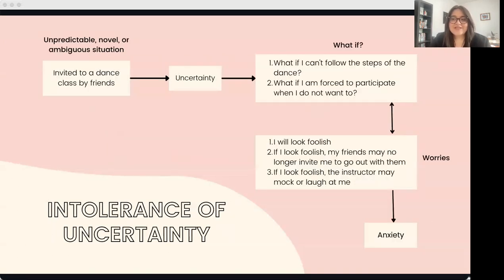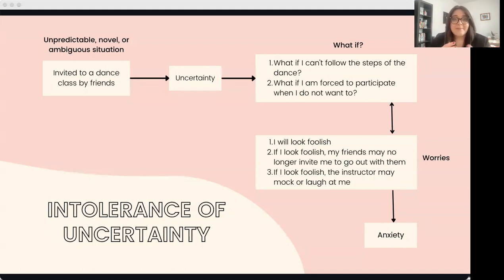So for example, let's say that you get invited to a dance class by friends and you've never been to a dance class with friends before. So this is a novel situation with an uncertain outcome. You may start finding yourself thinking some what if statements like, what if I can't follow the steps of the dance? Or what if I'm forced by the instructor to participate when I don't feel like participating or I'm not comfortable in participating? This leads to the development of worries, right?